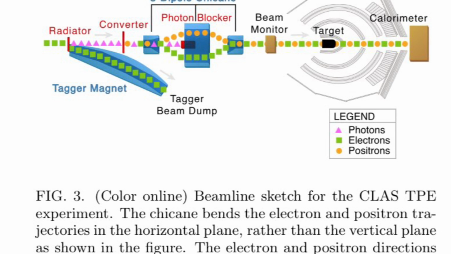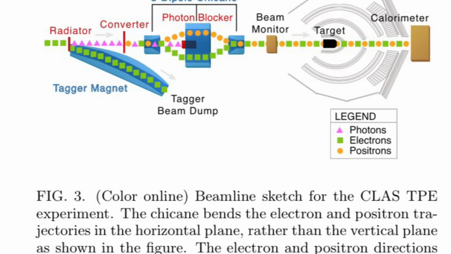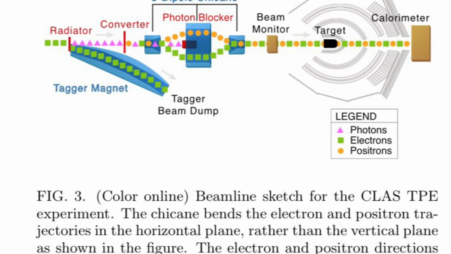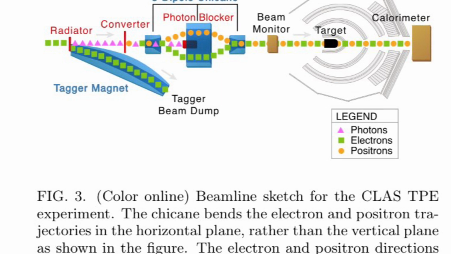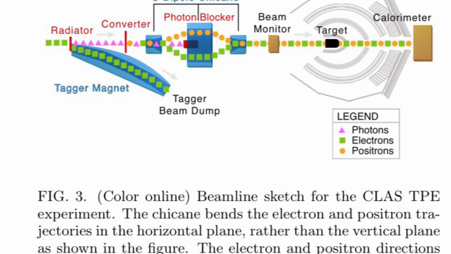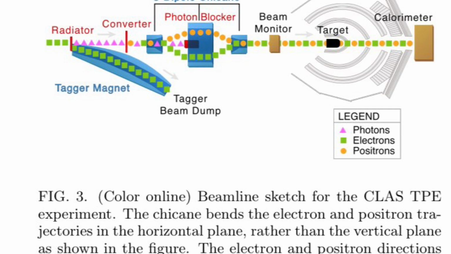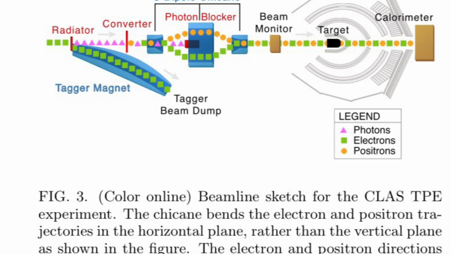Not quite Star Trek level tech, but impressive nonetheless. What they did was actually quite ingenious. Instead of switching back and forth between beams of electrons and positrons, which can introduce a lot of uncertainty, they created a mixed beam with both. A mixed beam. Sounds chaotic, like trying to herd cats, but with subatomic particles.